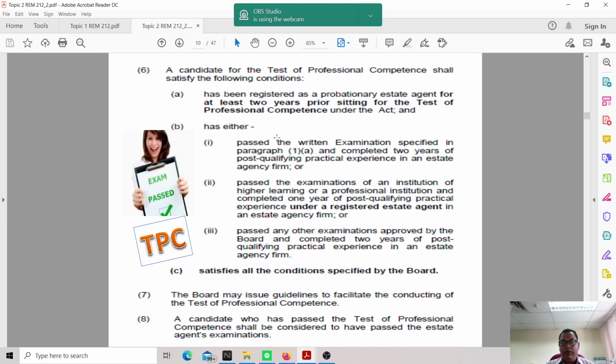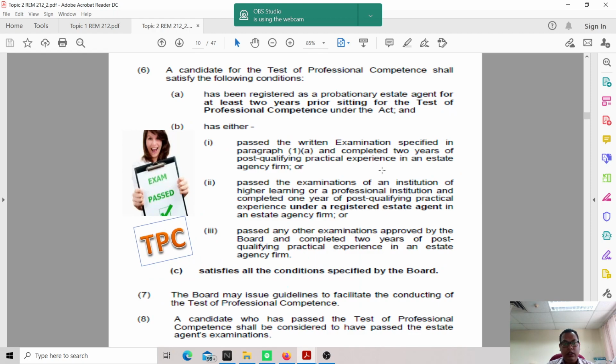So this is some of the candidacy requirements for you to sit for the TPC. You must be a probationary estate agent for at least 2 years, and then you have either passed the examination, or you possess the exemption, which is the diploma or the degree in estate management.